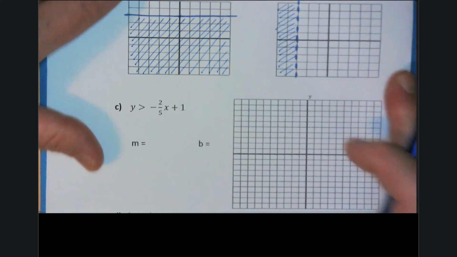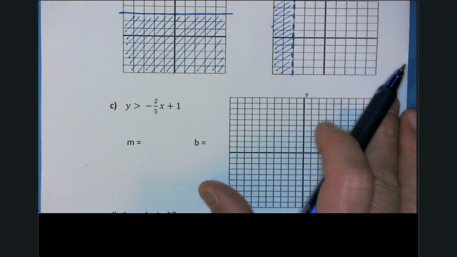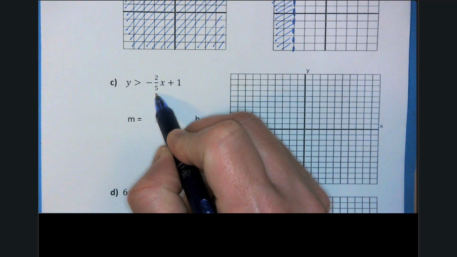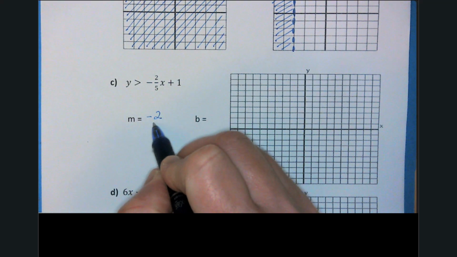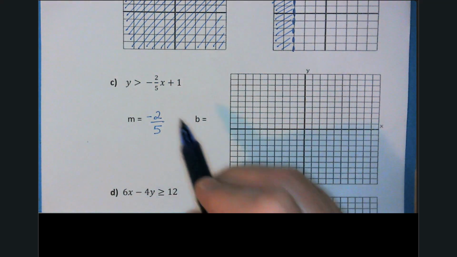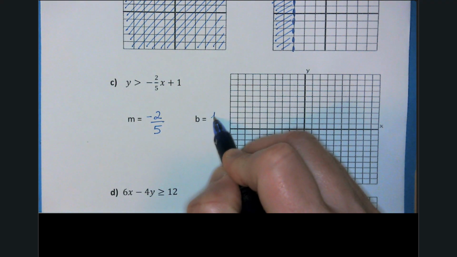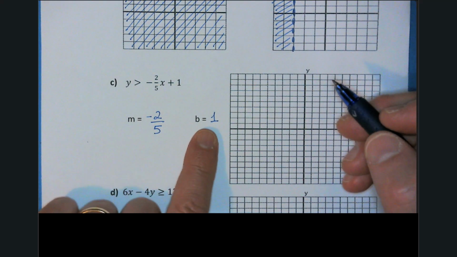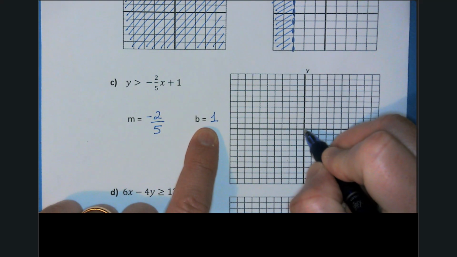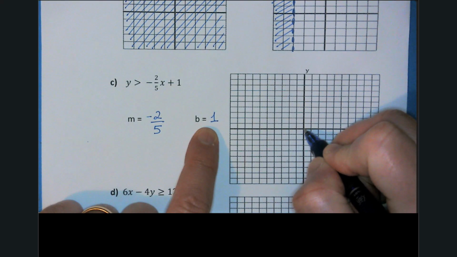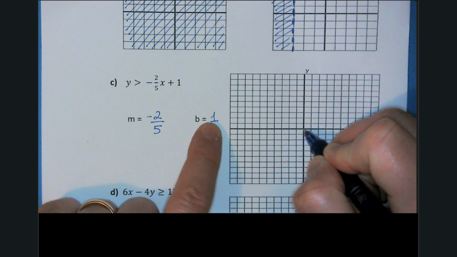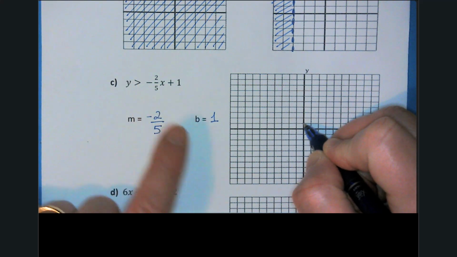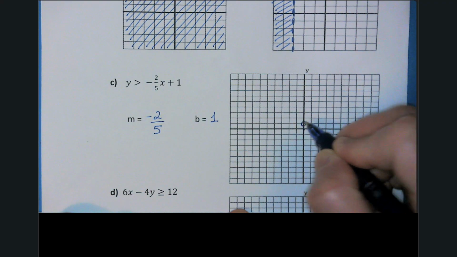Let's look at the next set of problems. In this set, we have the y alone. And the reason why this is good is because I can identify my slope. My slope is the number with x, so my slope is -2/5. And my b is the number without x, which is 1. Now, if you remember, we always start the graph with the y-intercept. So I'm going to start here at the y-axis and the origin, and I'm going to go up 1.